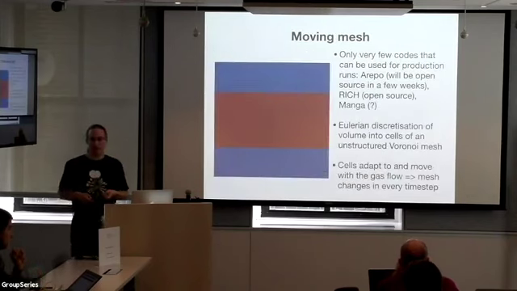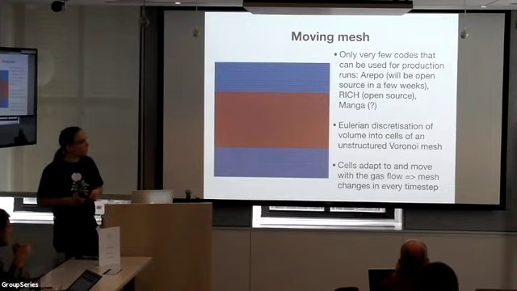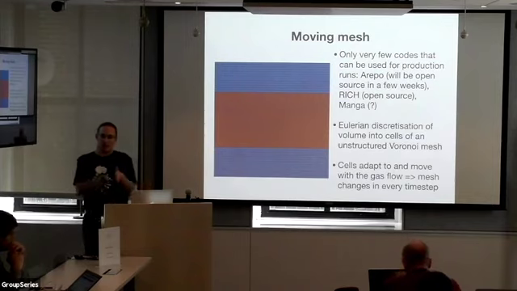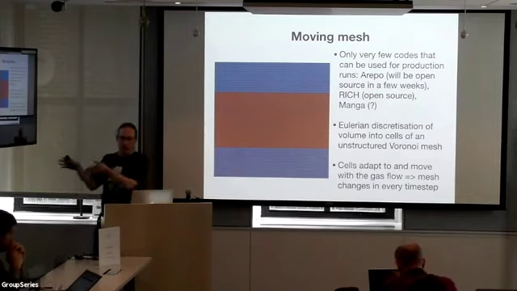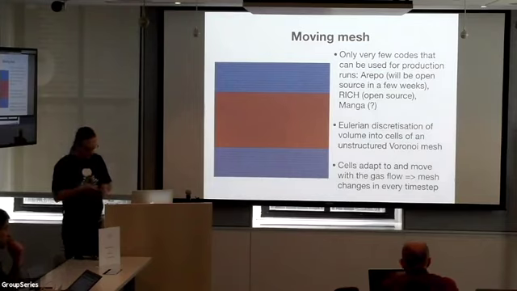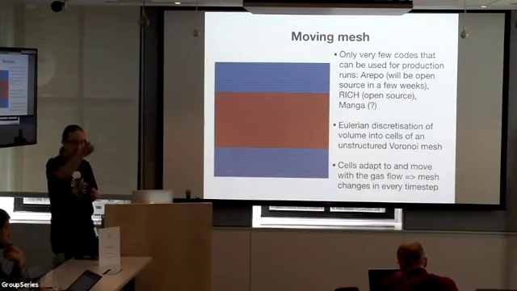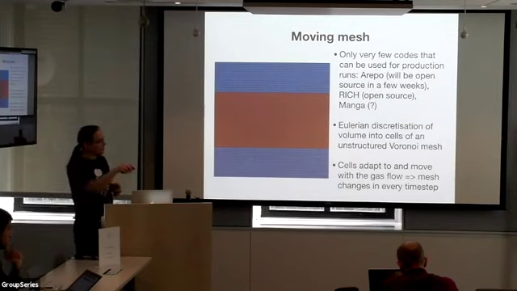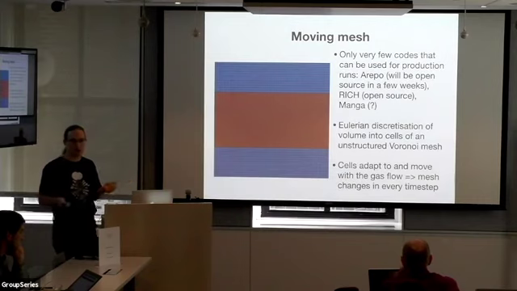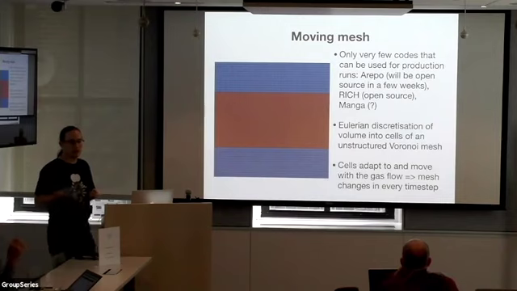Then, last but not least, moving mesh. Moving mesh is kind of, to a degree, in between the static mesh and SPH. There are only very few codes until now. There's Arepo, there's Rich, and there's now Manga. Rich, I think the 2D version is open source, and the 3D is available on request. Everything is open source, just different branches.